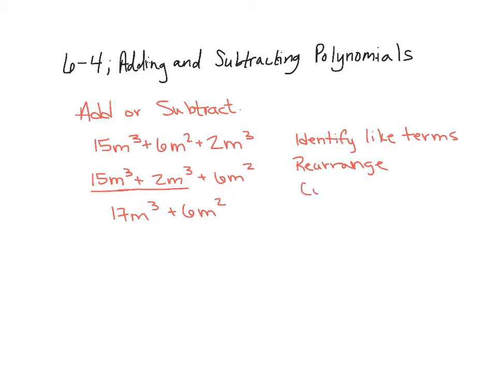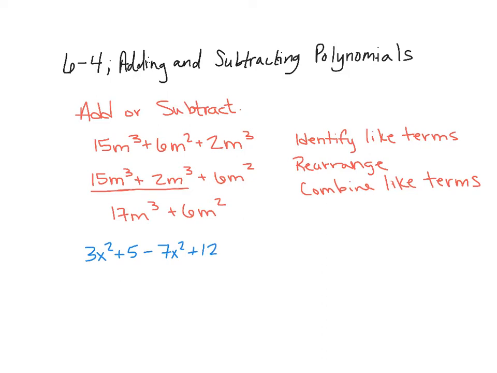So combine like terms would be the third step. And then you can look at that, and from our lesson the other day, you can tell that's a third degree binomial. So the next one, we have 3x squared plus 5 minus 7x squared plus 12.